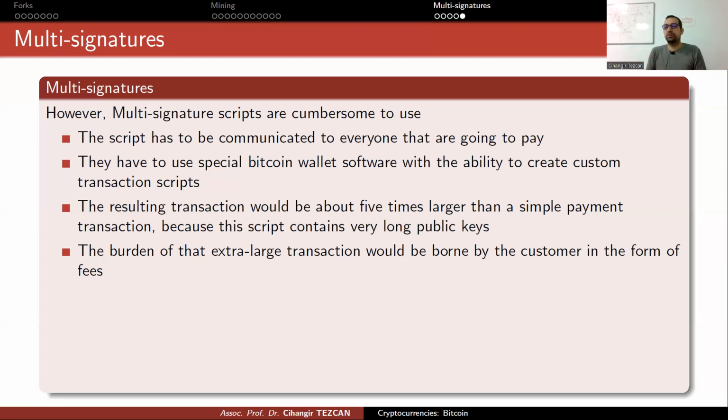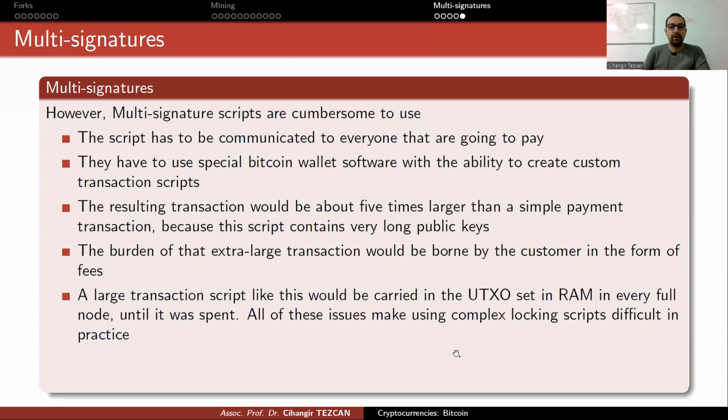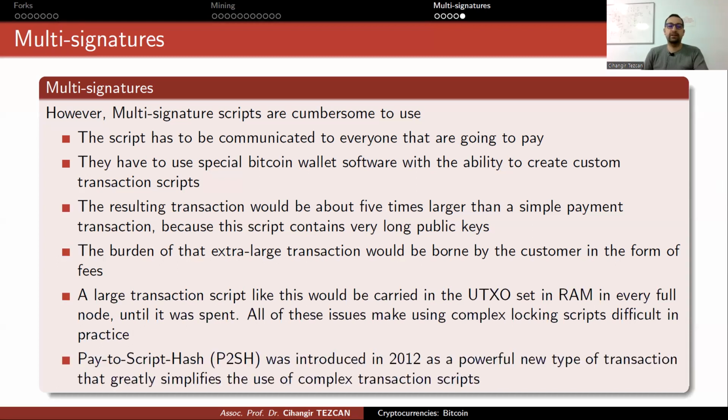So this is why we actually use pay-to-script hashes, where you simply pay to a script hash, and in that scenario, the customer only transfers money to an address that starts with 3. But in that script, you provide all of these multi-signatures and so on. This is why a lot of people think that pay-to-script hash is always multi-signatures, but it is just one way of using it. Okay. A large transaction script like this will be carried in the UTXO set in RAM in every full node until it is spent. All of these issues cause more memory to be used.